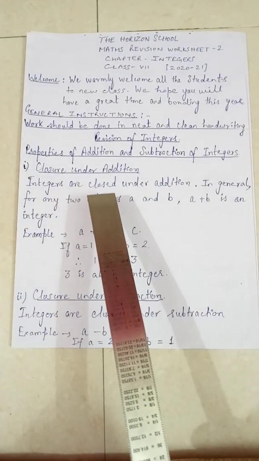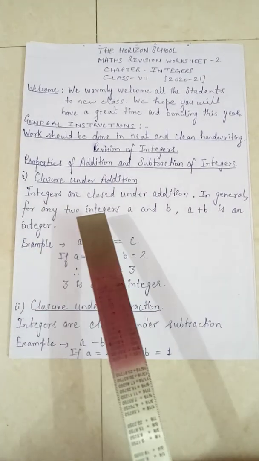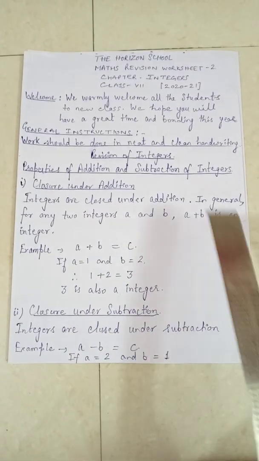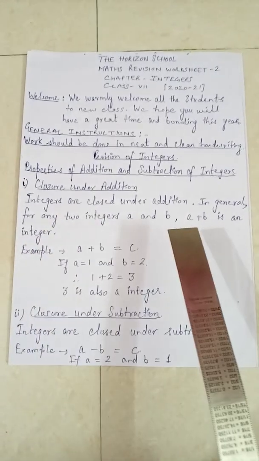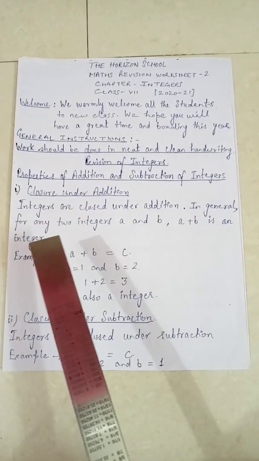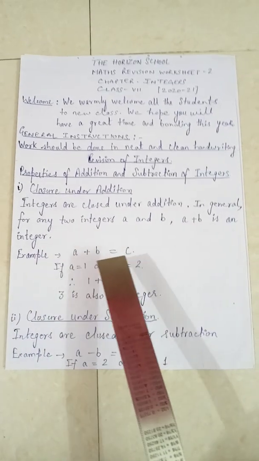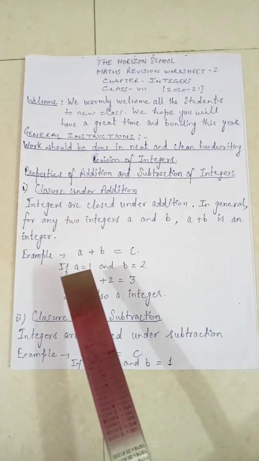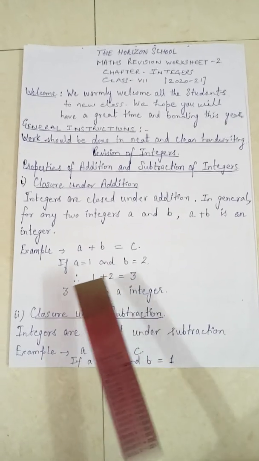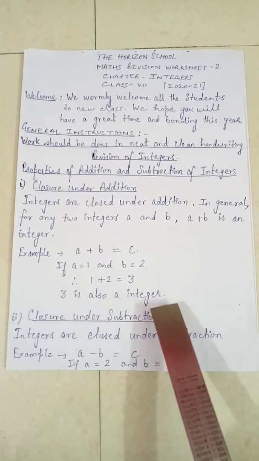Integers are closed under addition. In general, for any two integers a and b, a plus b is an integer. So when you add any two integers a and b, the answer we will get is also an integer. Example: a plus b gives you c. For example, if a equal to 1 and b equal to 2, therefore 1 plus 2 gives you 3, and 3 is also an integer.